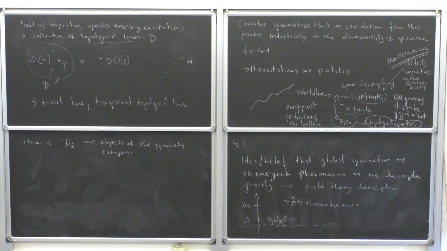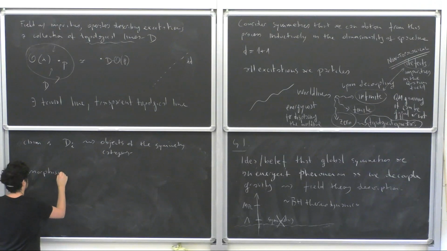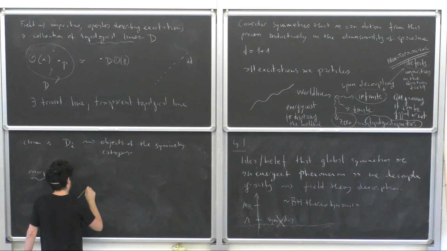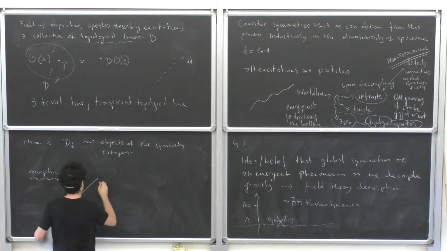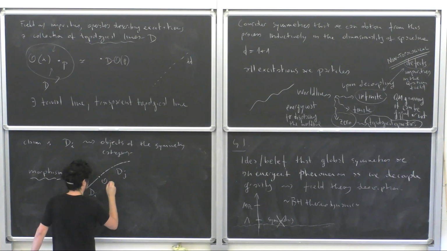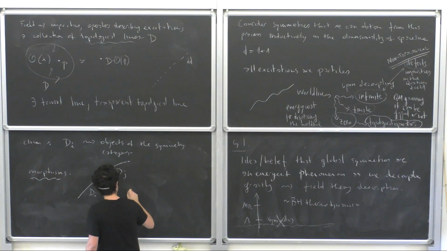So what are the maps that we have between these topological lines? The morphisms arise from topological operators that we can insert along the lines that transform them one into another. These are like line changing operators.